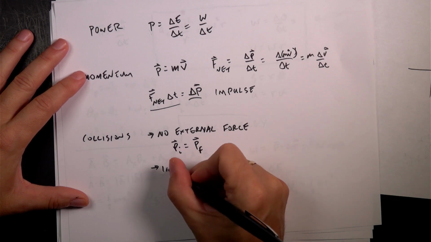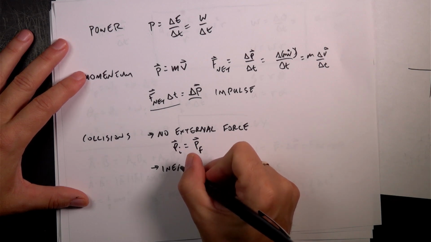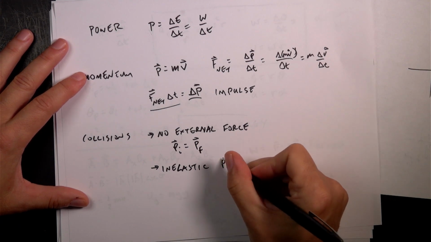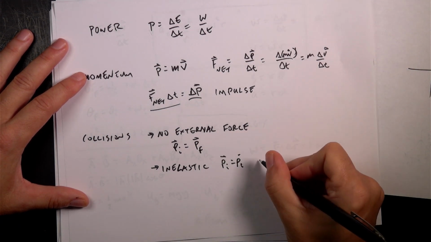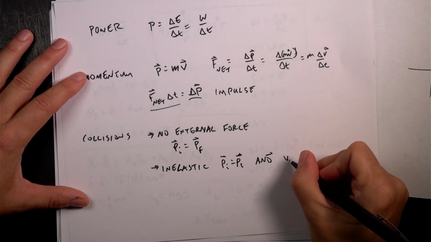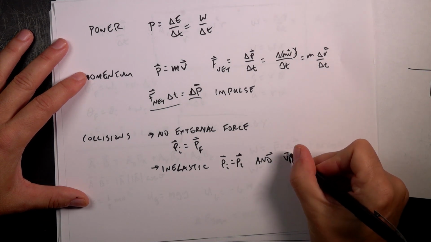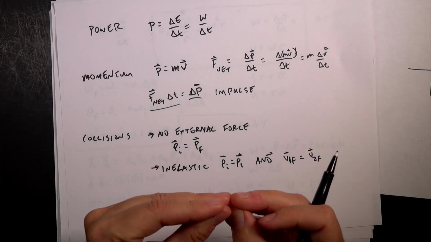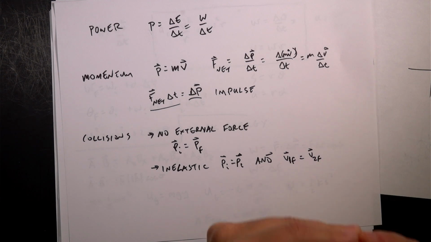We have inelastic, so Pi equals Pf, and that's a vector, and V1 final equals V2 final. So if two objects collide, they stick together, so they have the same final velocity.